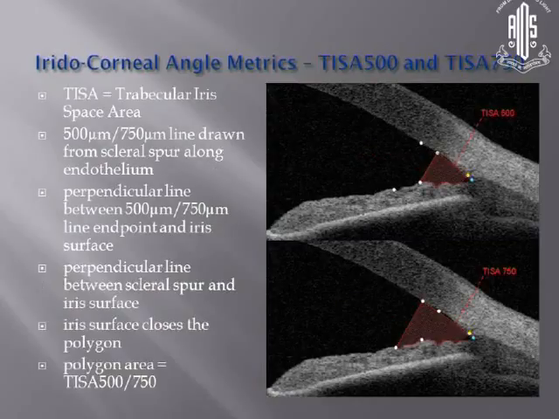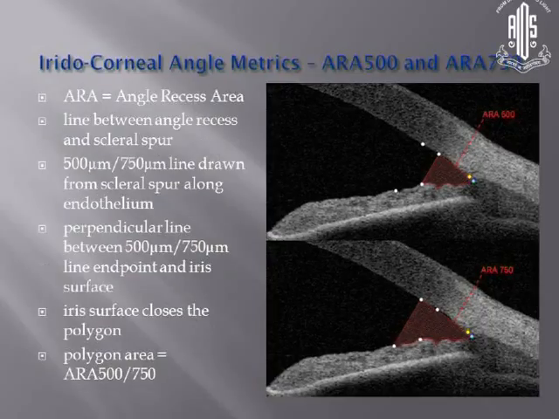It gives the TISA, the trabecular iris space area, where again there is a scleral spur, an iris surface, a sclera, and a trabecular meshwork. It measures the TISA at 500 and 750. Again, I am not going to talk about this because there is lots of discrepancy. If you have not identified the scleral spur well, and if you have not put your tool at the proper place, then you will get all this information wrong.